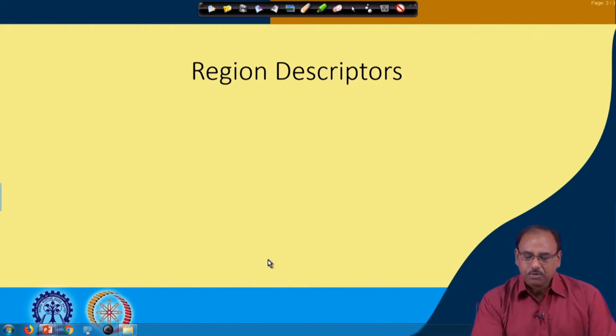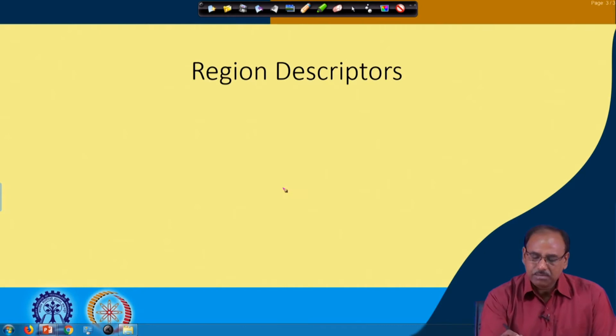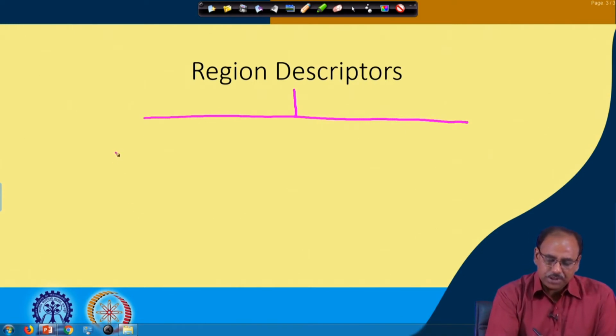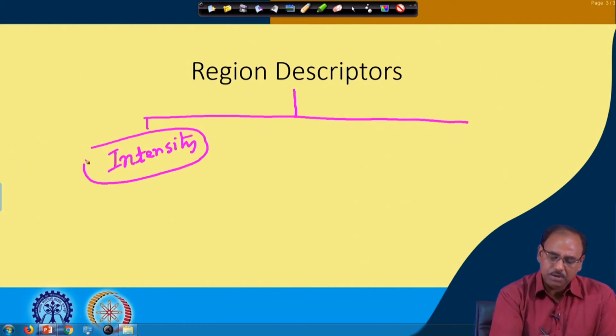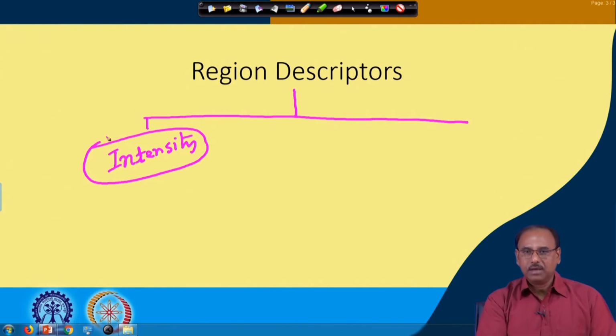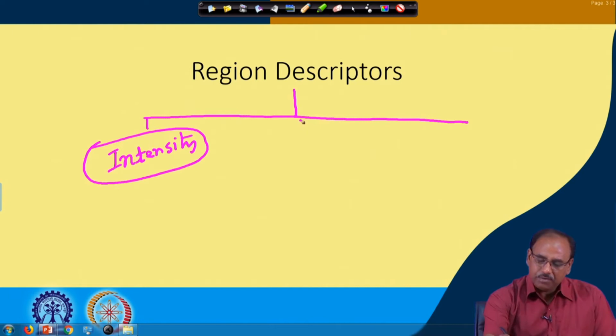As we said before, when we talk about region descriptors, I am concerned about extraction of three types of information. One is the intensity or the intensity profile. This is one of the pieces of information of the region that I want to capture. The second kind of information that I will be interested in is the texture.